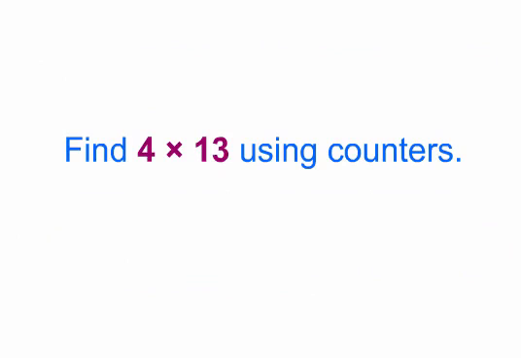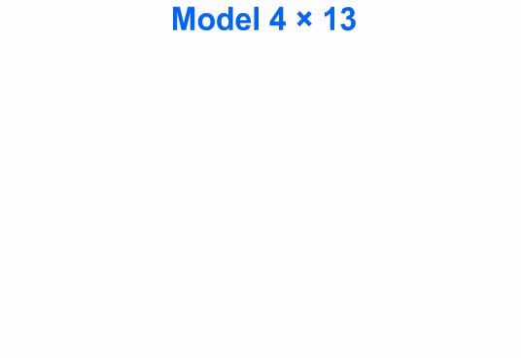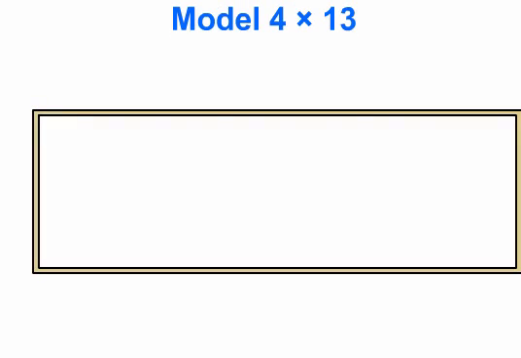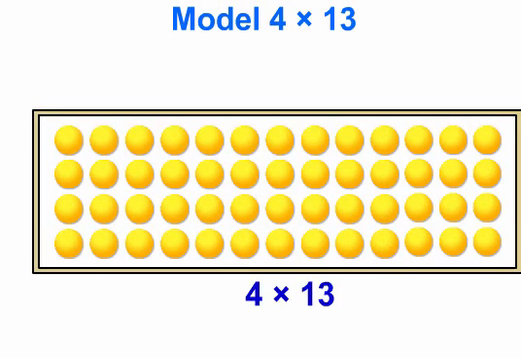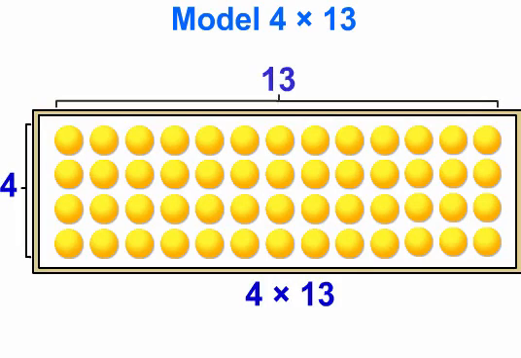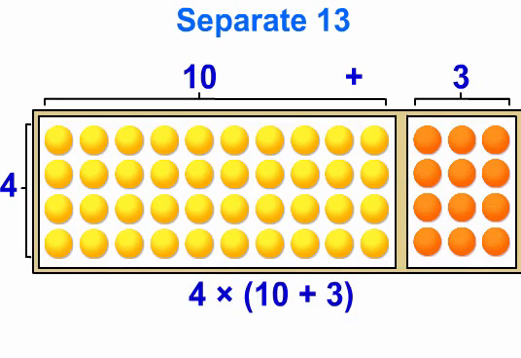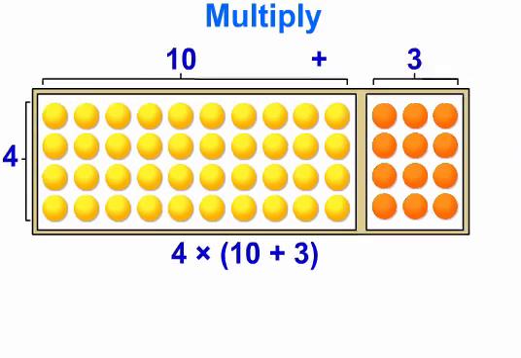Find 4 times 13 using counters. To begin, model 4 times 13 by arranging counters in 4 rows and 13 columns. Next, separate 13 into 2 numbers that are each easily multiplied by 4. Now, multiply to find the number of counters in each group.